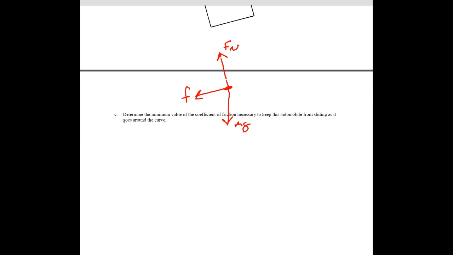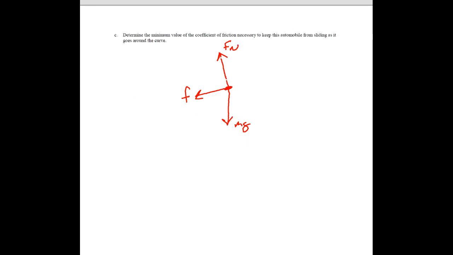We're going to leave that diagram right there, and it says determine the minimum value for the coefficient of friction necessary to keep this car from sliding as it goes around the curve. So here we go again. Let's think about x and y again. We are going to make x and y again in these directions. So this would be positive y and positive x. And the only thing we have to remember here is we still have an acceleration pointing in that direction. So I know that the acceleration is straight to the left. So we're going to need components again.